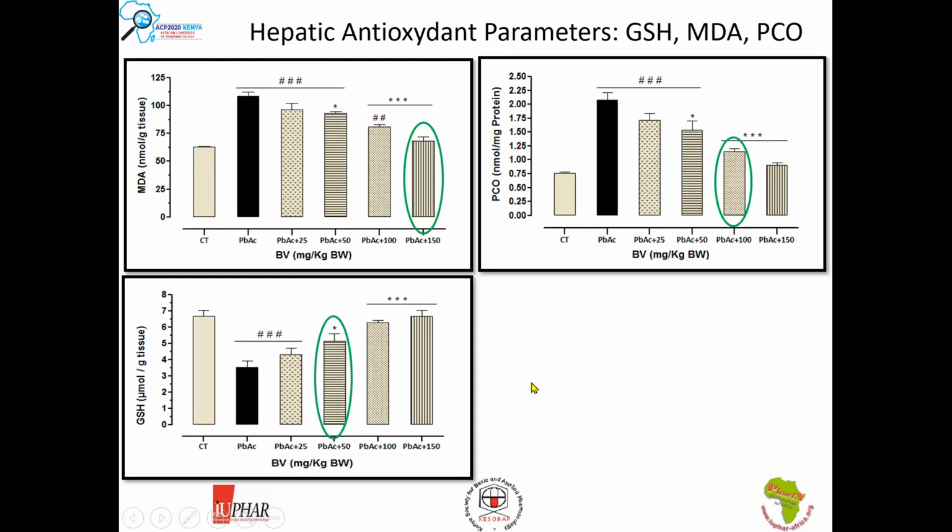The results can become significant. In the liver, MDA from the dose of 150, PCO the dose of 100, GSH was elevated from the dose of 50 milligram.